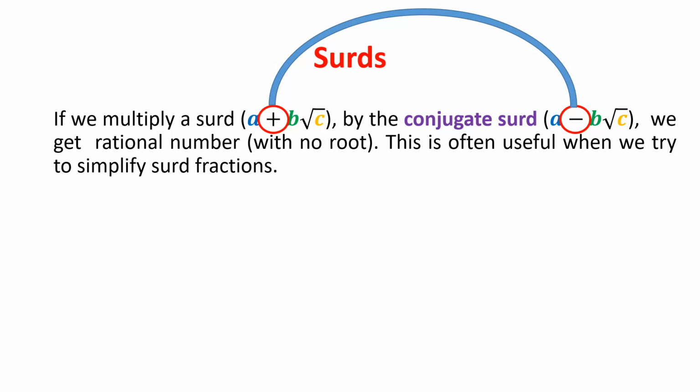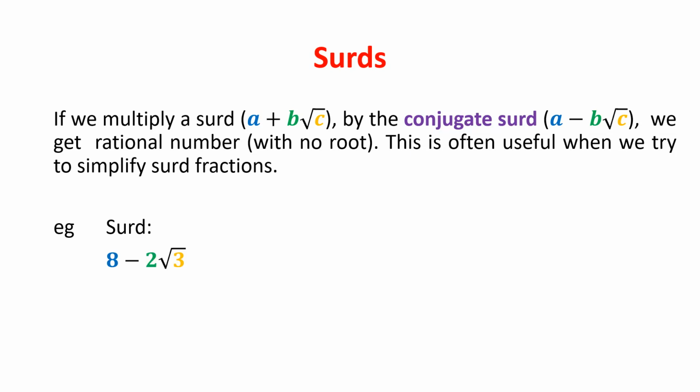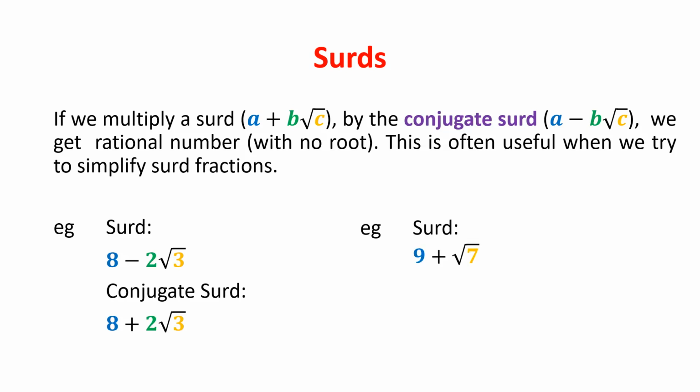So the surd conjugate is where we switch the sign around for the root. So if we have a surd that is 8 minus 2 root 3, the conjugate becomes 8 plus 2 root 3. If we have a surd that is 9 plus root 7, the conjugate becomes 9 minus root 7.